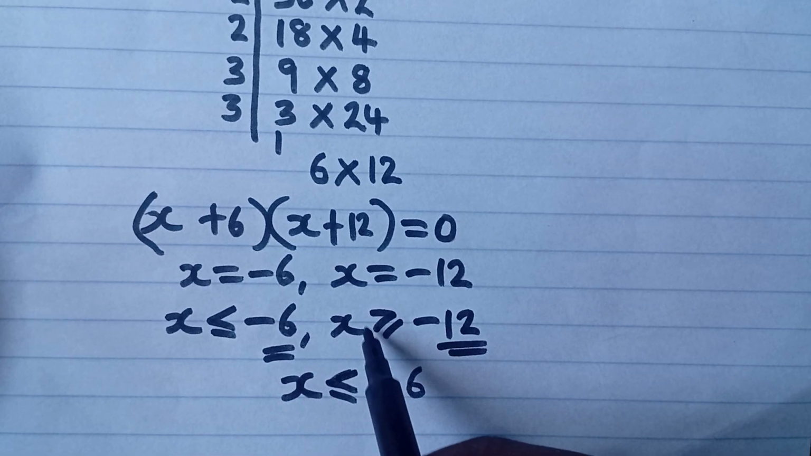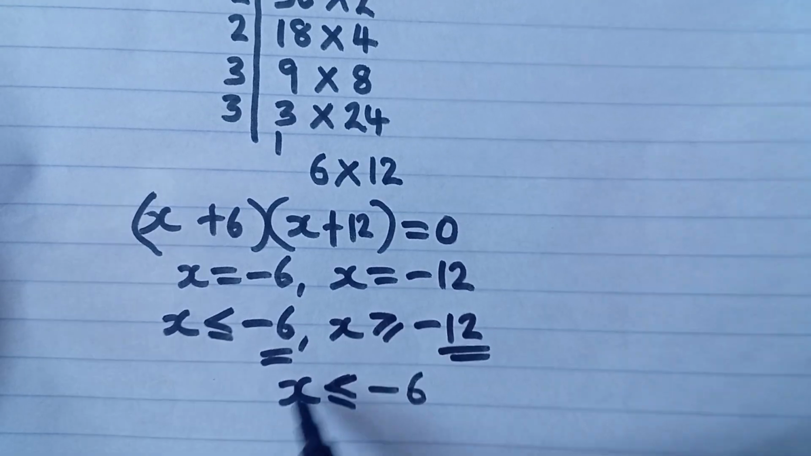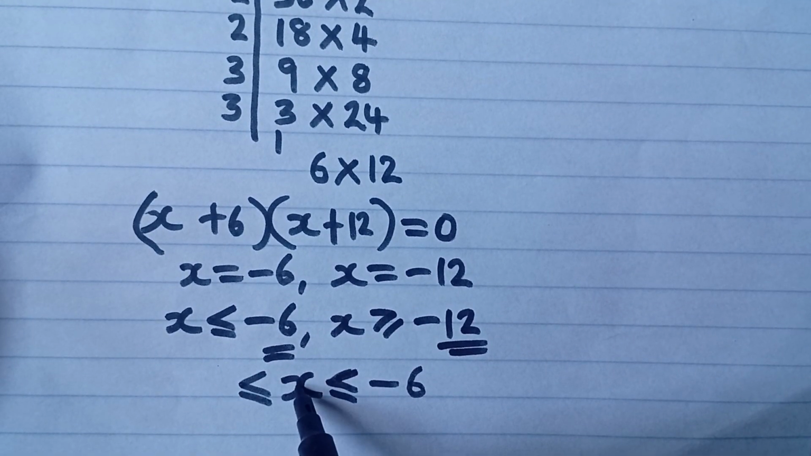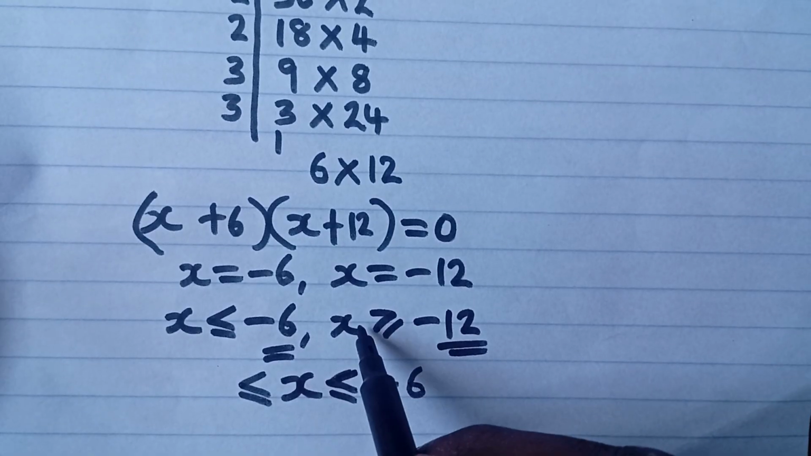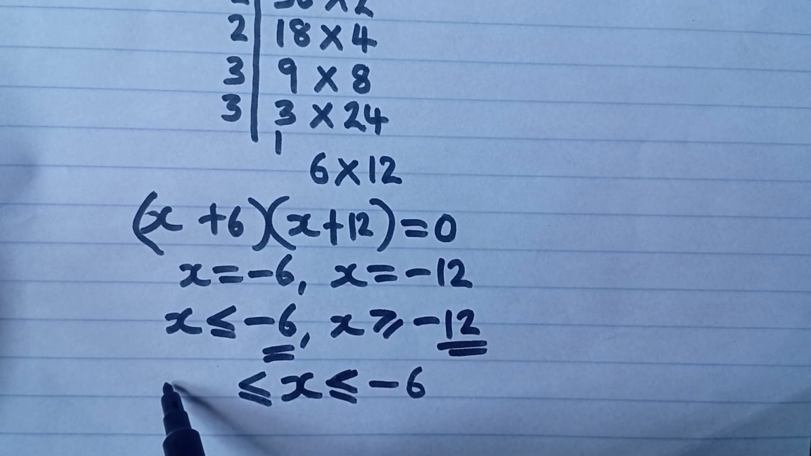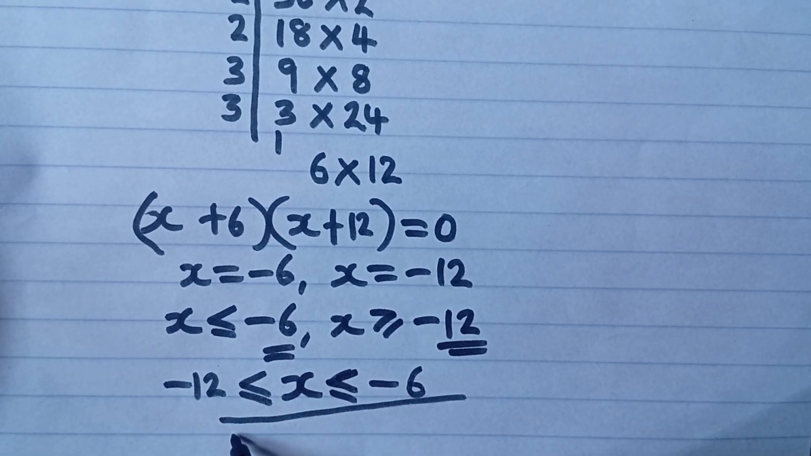Don't forget, the open end is facing x. So we still need to write this and ensure that the open end is facing x. You can see from here, the open end is facing x. So when you are combining them, you ensure that that same open end faces x. Then minus 12, minus 12. So this is now the range of values that satisfy the inequality.